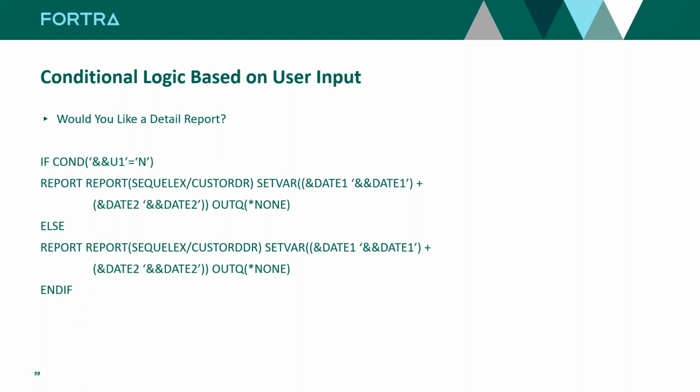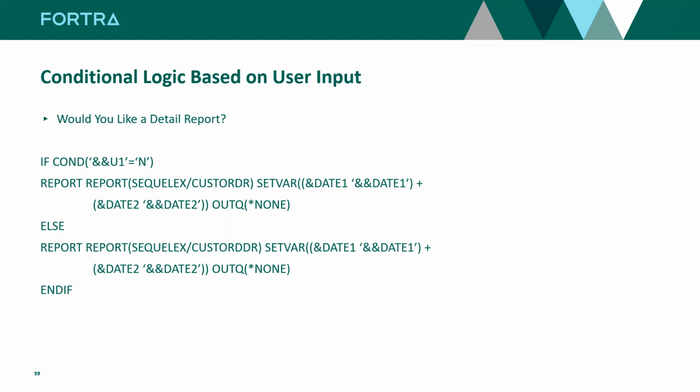The next example involves a prompt from a user. In this scenario, we're going to ask the user at runtime whether they'd like to have a detail report. And if they don't want the detail report, then they want the summary report. My two report commands here look pretty similar. They're actually different just by one letter with a different report name. Both use a date range.